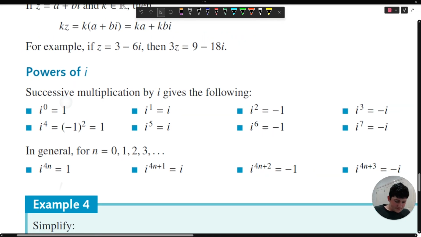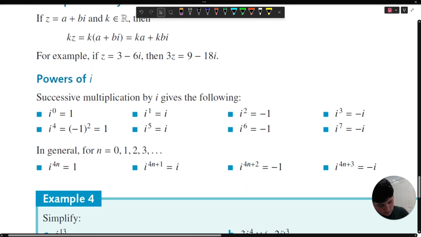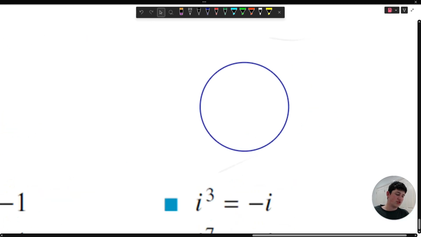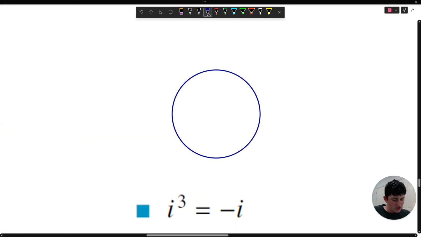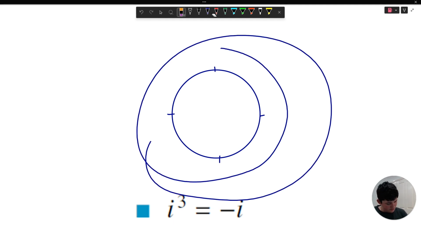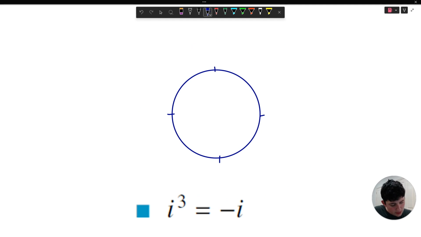Now, powers of i. This is important. Listen up. I like to think of these as a circle, a unit circle, if you will. Now, it's not really a unit circle, but if we think of going round and round the circle, here we have 1, we have i, negative 1, and negative i. And that's how we go.